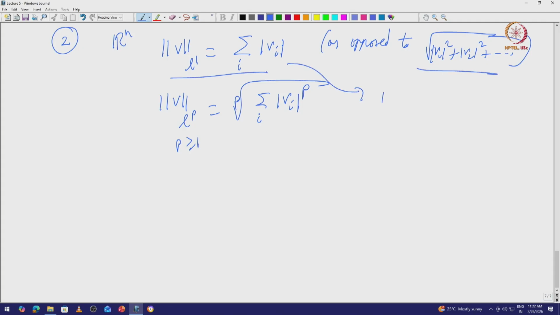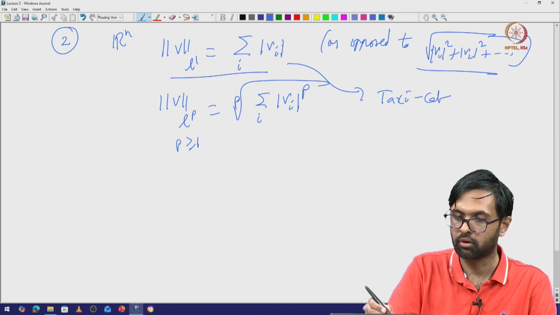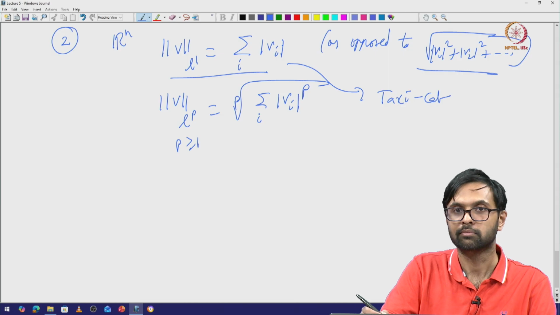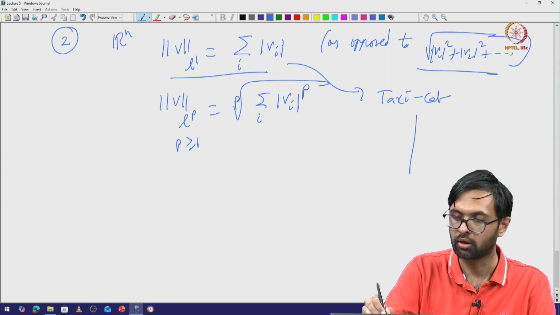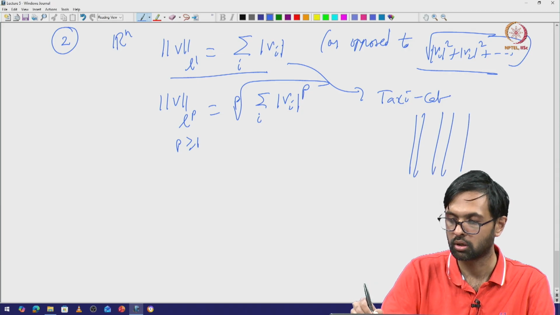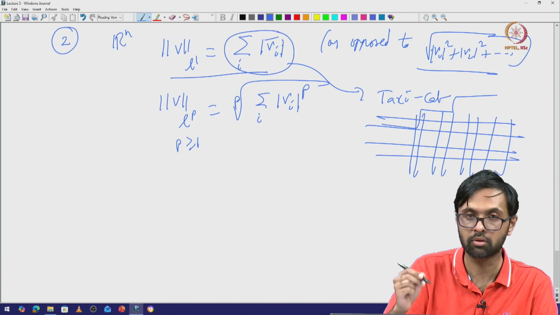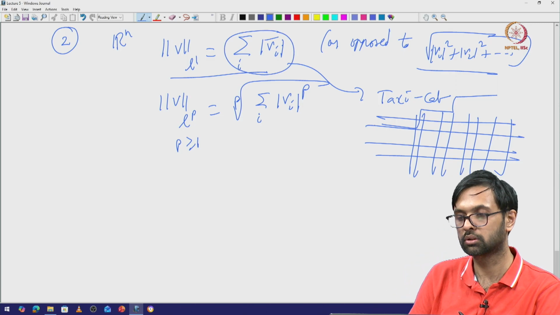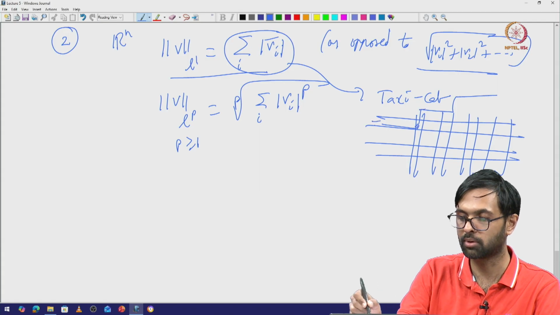This is sometimes also called the taxi cab norm. For example, if you're in, say, New York City, or say in Bangalore in Malleshwaram or some such place, you have these roads and you have these crossroads, right? So if a taxi goes from one place to another, the distance it travels is precisely measured using this, right? From here to here it's some distance, and from here to here it's some other distance, and so on and so forth.